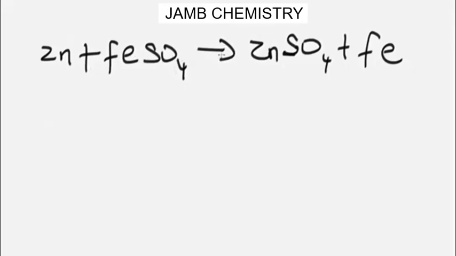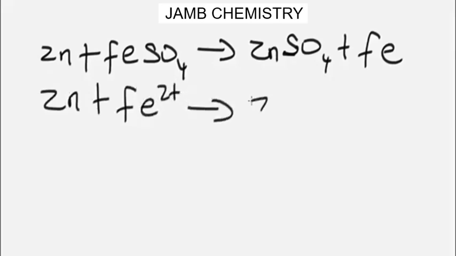Okay, so basically, to write the ionic equation, it is going to be zinc atom reacts with iron 2 ion to form zinc ion plus iron atom. So the oxidation here, but you don't need to write this one, I'm just showing you the oxidation reaction that occurred in this reaction.